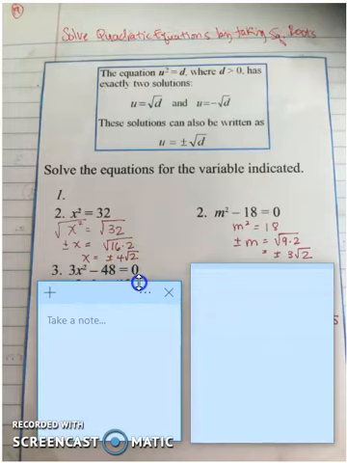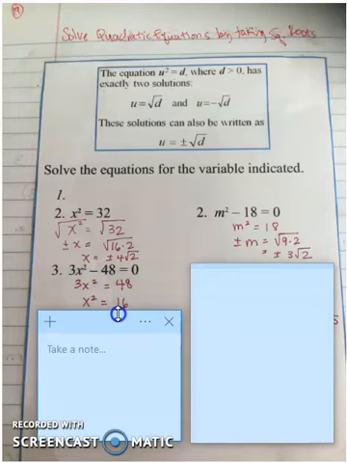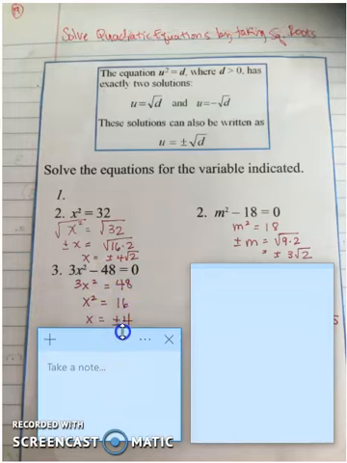For number 3, if you want to take a minute and try to think about solving this, you might pause it and see if you can do it yourself first. First thing we're going to do is add 48, and then we're going to divide by 3. So we're left with x squared is equal to 16. Take the square root of both sides, and you end up with x is equal to plus or minus 4.